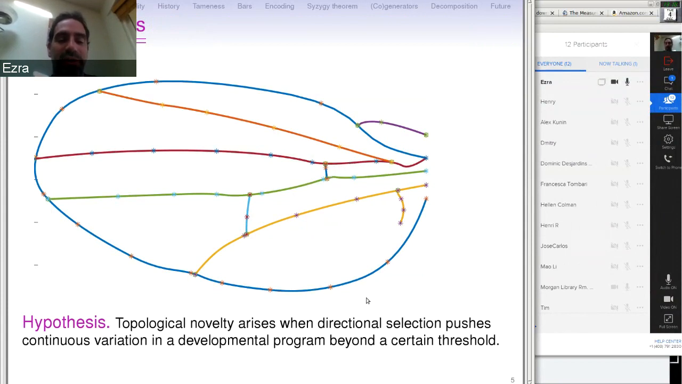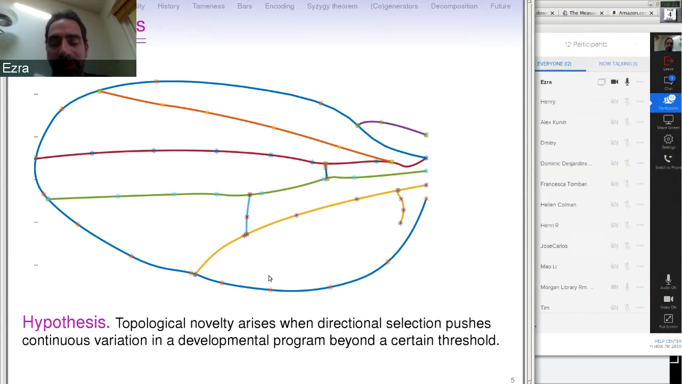And the hypothesis is that when you directionally select like that, it pushes the developmental program, that is how the wing develops. It starts with a disc and then it folds in half, and then there are protein gradients and so on. It pushes that program beyond a threshold, and when you push that program beyond a threshold, you get new topological variants. That's the hypothesis that we're trying to test.